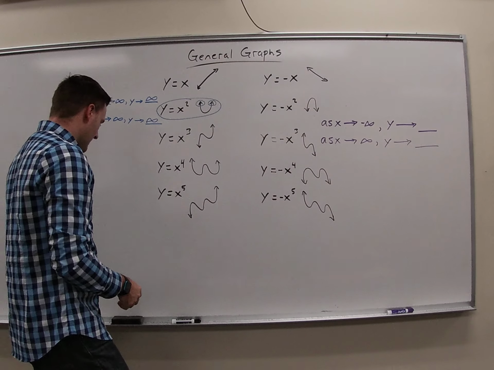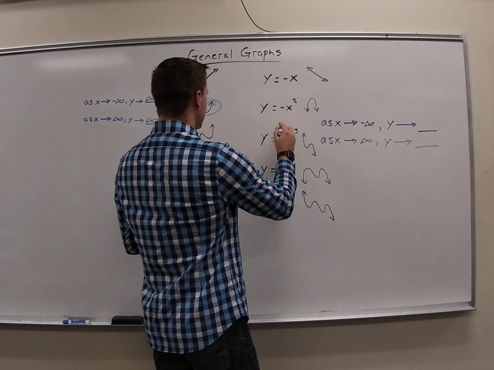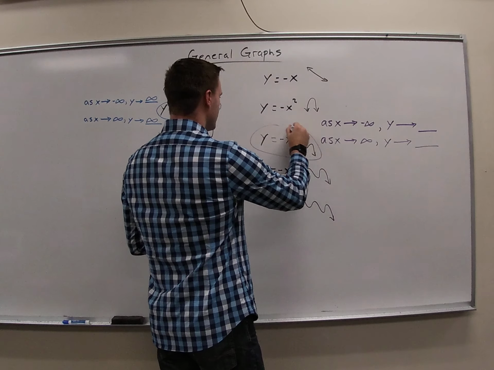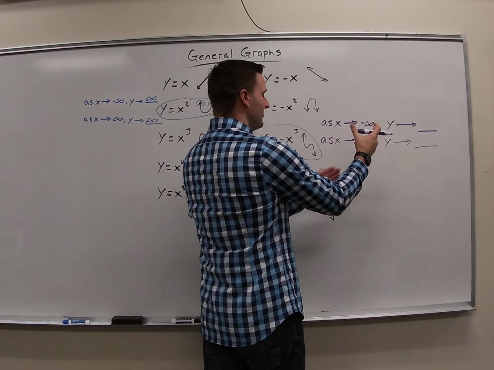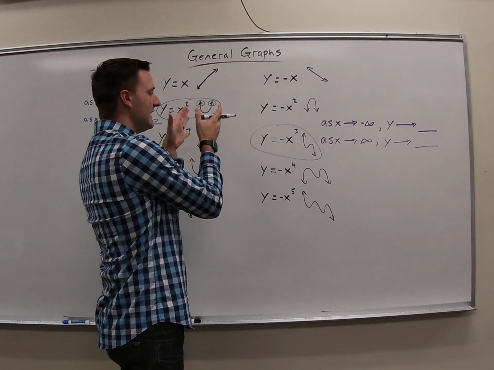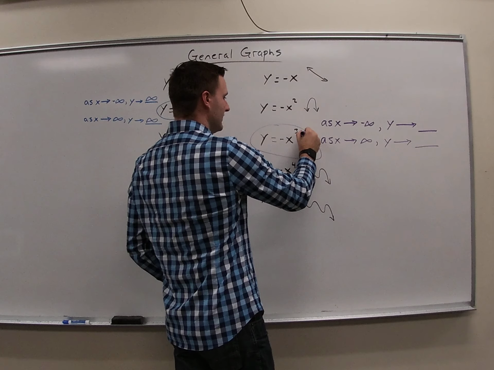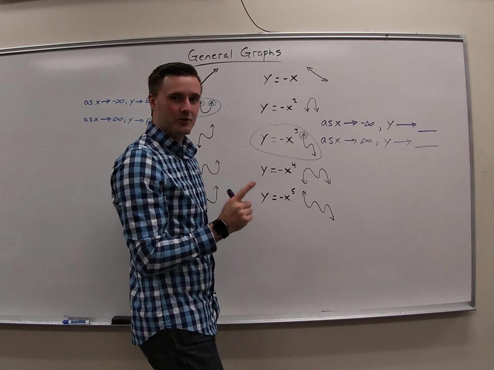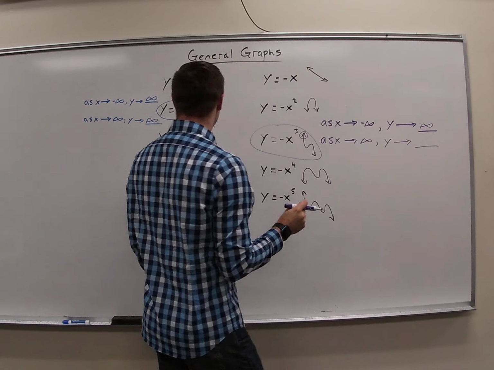Let's take a look at y equals negative x to the third. If I take this purple marker and use it for y equals negative x to the third, as x approaches negative infinity, so as x goes left and left and left, negative 10, negative 20, negative a million, I'm looking at the leftmost arrow. What is that arrow doing? It's pointing up. So that means y approaches positive infinity.